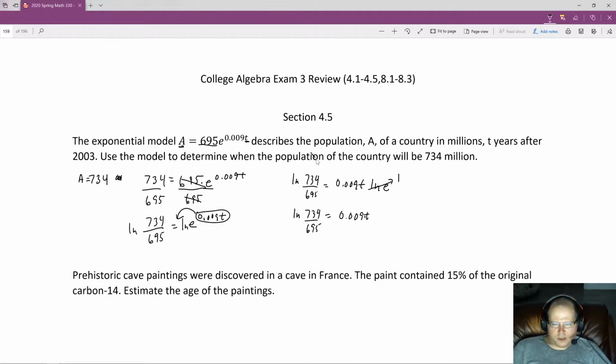0.009t. We undo the multiplication of t by 0.009 by dividing by 0.009. Whatever we do to one side, we do to the other. The 0.009 cancels out on one side, leaving me t is equal to the natural log of 734 over 695 all over 0.009.